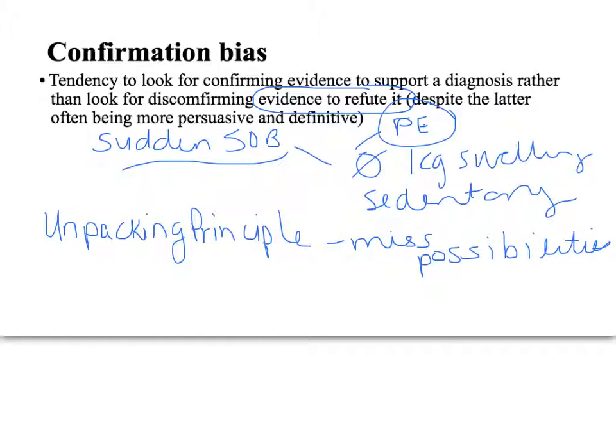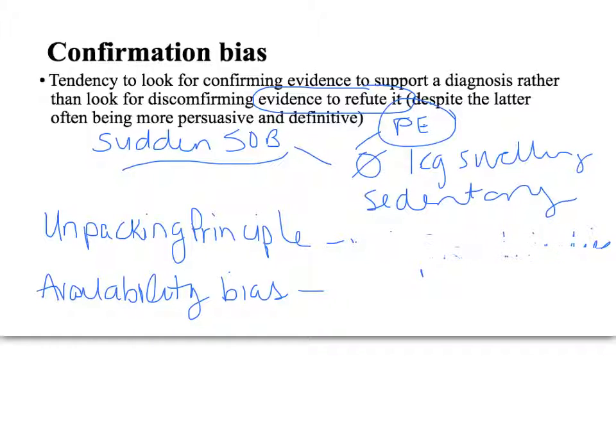Another problem could be availability bias. And with availability bias, you treat things as if they're more important if they readily come to mind. So you judge things as being more likely.